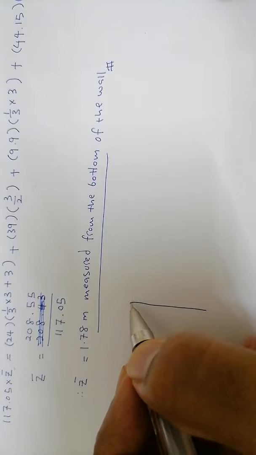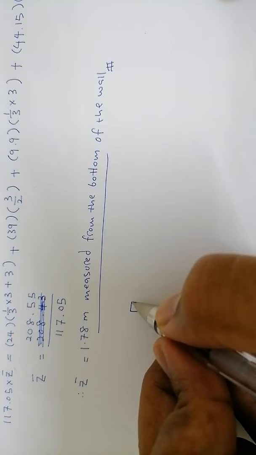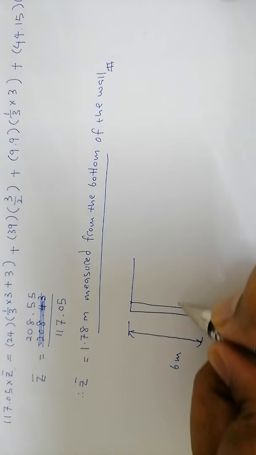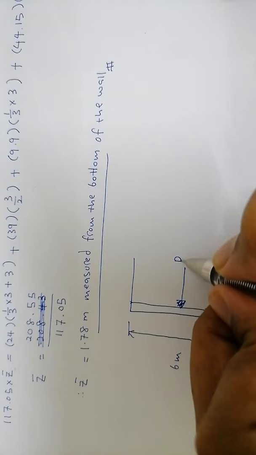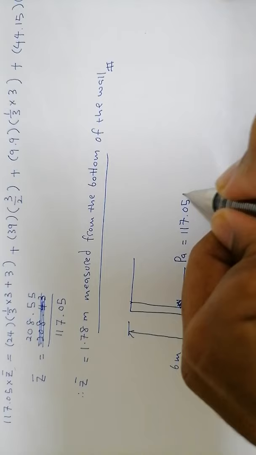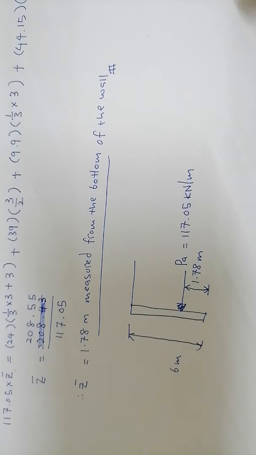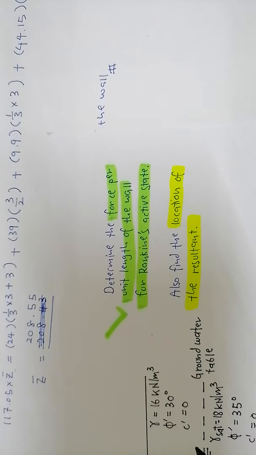So this is your wall just now, and this is six meter, isn't it? Total height is 6 meter, right? So the resultant force is basically somewhere here. Okay, so this is your PA equals 117.05 kilonewton per meter, and then it is at 1.78 meter from the bottom of the wall. Okay, so yeah, you get the answer for the second task as well. So this is also done.